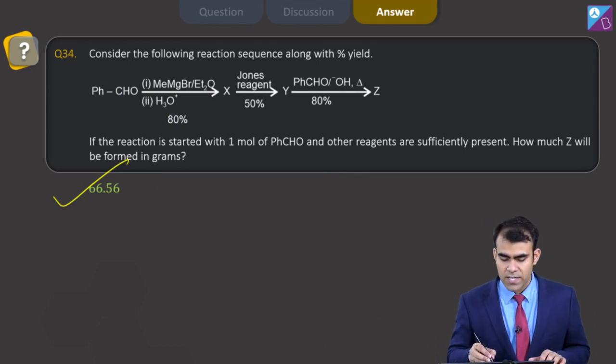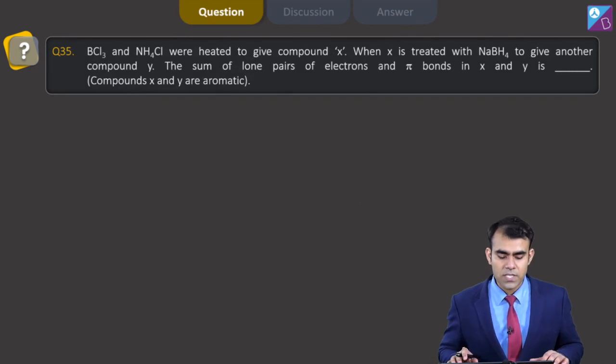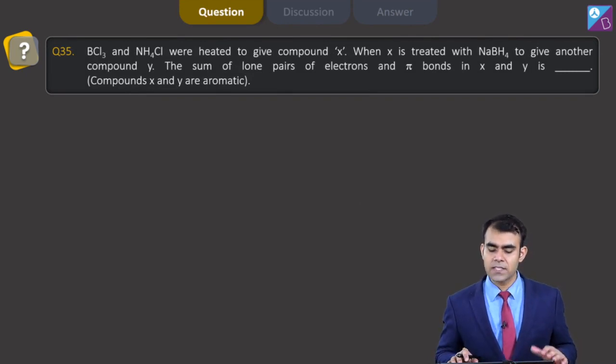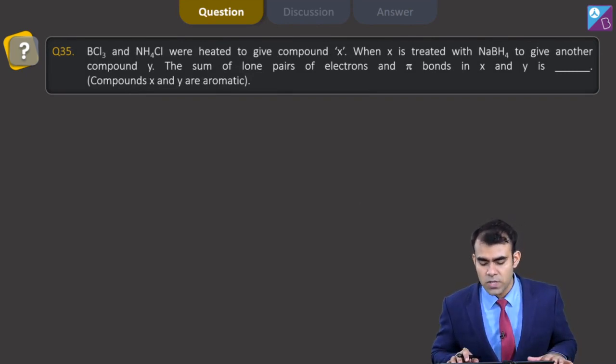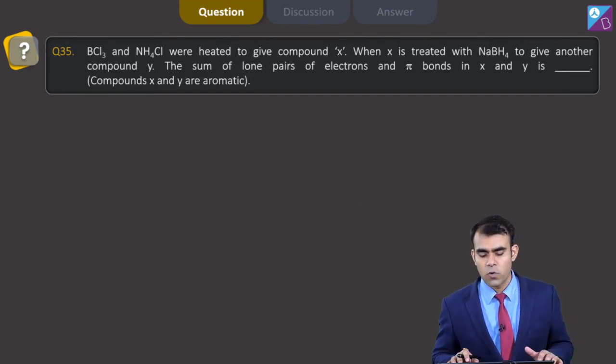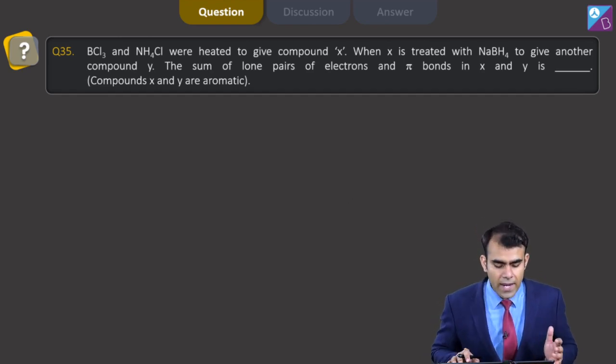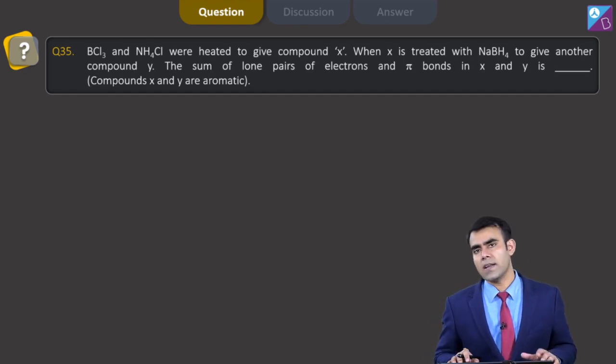Moving on to my next question, that is question number 35. Now 35 says BCl3 and NH4Cl were heated to give compound X. When X is treated with sodium borohydride to give another compound Y, the sum of lone pairs of electrons and pi bonds in X and Y is? Compounds X and Y are aromatic.